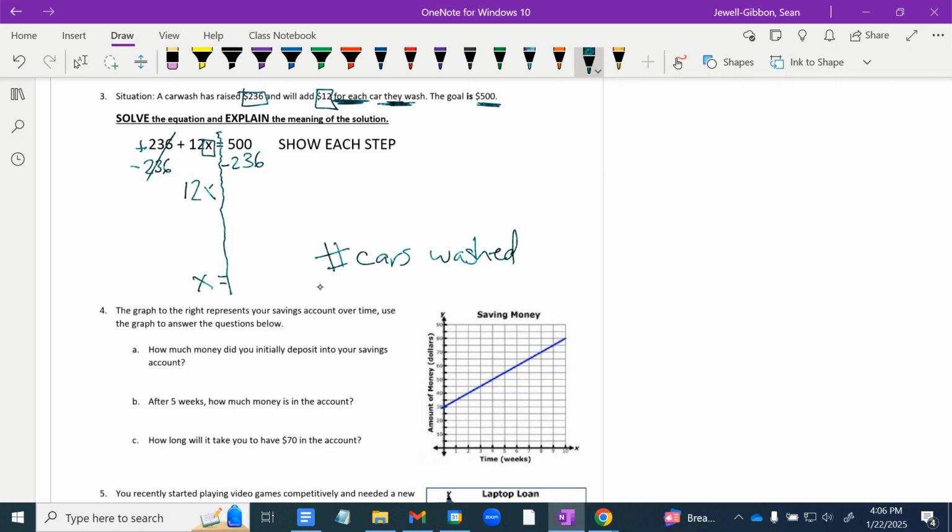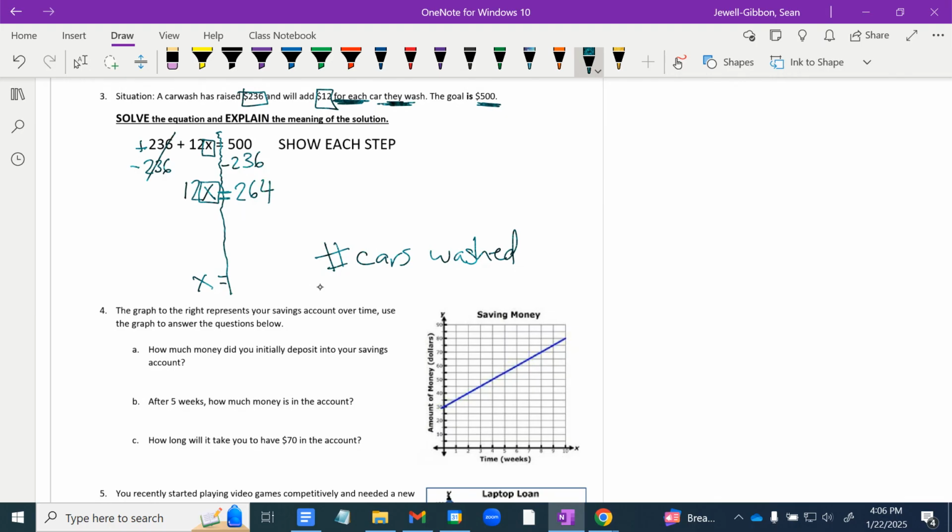We have not done anything to my 12x. I'm putting a box around the x just to remind myself that that is my goal, to get that box all by itself. And then 500 minus 236, again, you can do this on your Desmos calculator. That's going to give us 264.